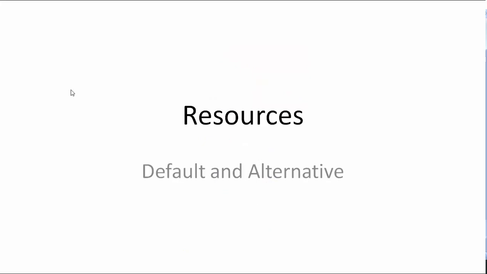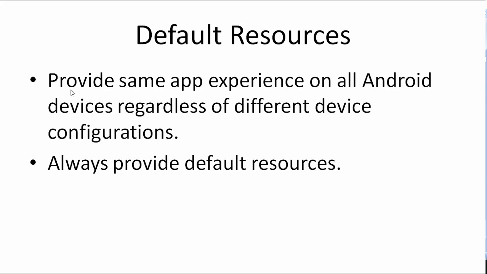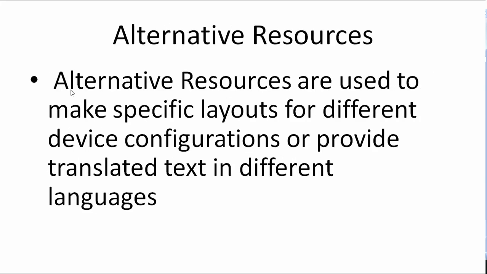Resources, default and alternative. There are two types of resources that you can provide for an Android app. Default resources provide the same behavior for your app regardless of different device configurations. You should always provide default resources for your app. Let's say that you have provided translated text in Spanish and you didn't provide default resources under the values folder, and if the default language of a phone is French, then the app will crash as the system will not be able to detect strings in French, or it would not be able to find default strings to go to. Now, alternative resources are the ones that you as an Android developer design to meet the needs of various Android devices and its diverse users.